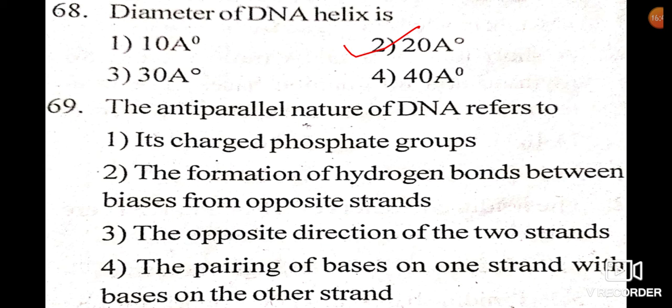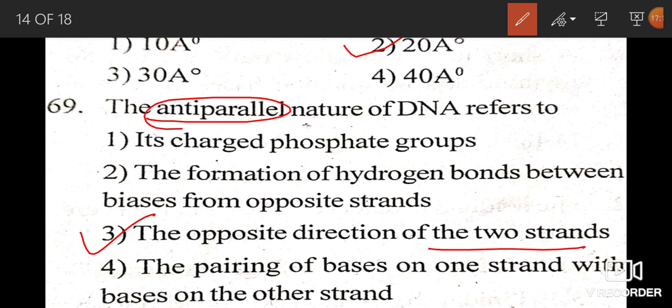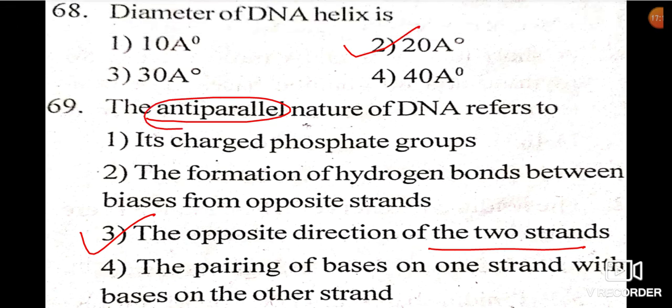Question number 69. The anti-parallel nature of DNA refers to. Read the 4 options. In these, the right answer is option number 3, the opposite direction of 2 strands. That is called anti-parallel. Anti-parallel means 2 strands are in opposite directions.